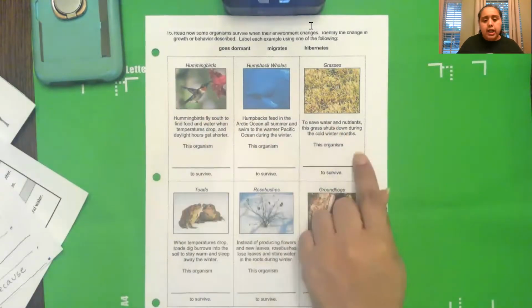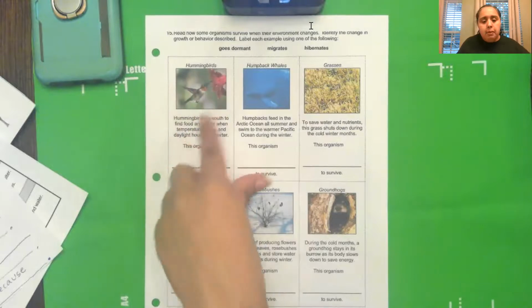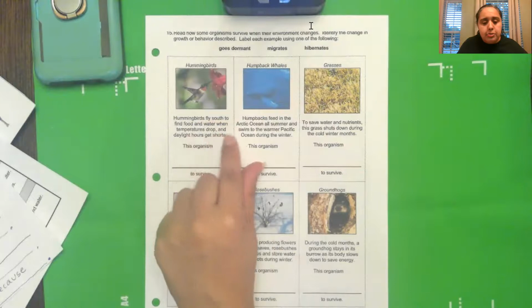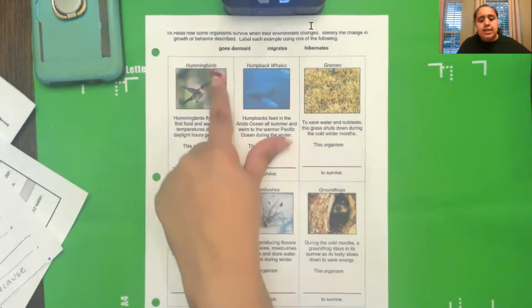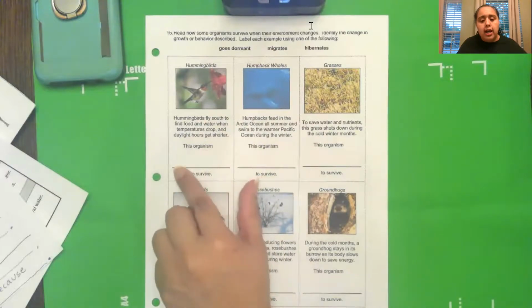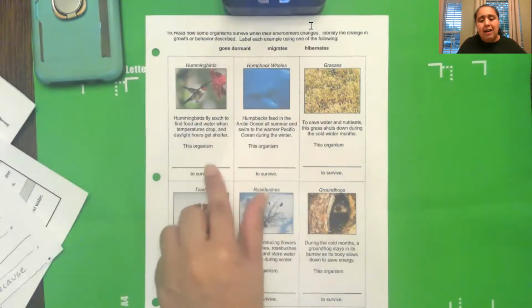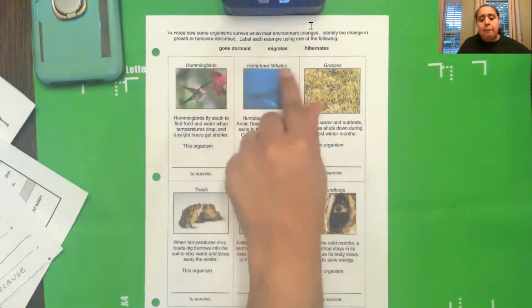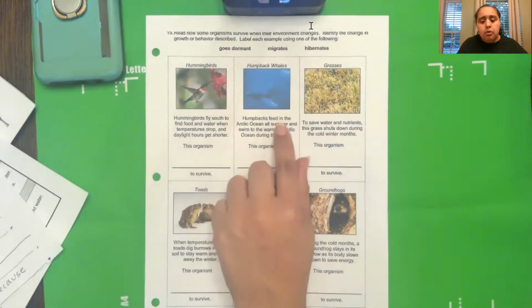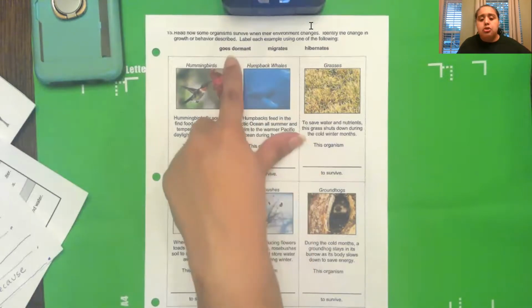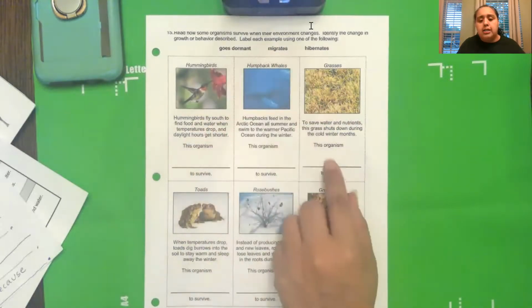Okay, so it's going to look like this, and you're going to read hummingbirds. Hummingbirds fly south to find food and water when temperature drops and daylight hours get shorter. Does that go dormant, migrate, or hibernate? This organism, and you have to write which one it is, dormant, migrates, or hibernates. Humpback whales. Humpback whales feed in the Arctic Ocean all summer and swim to the warmer Pacific Ocean during the winter. Is that dormant, migrates, or hibernates?